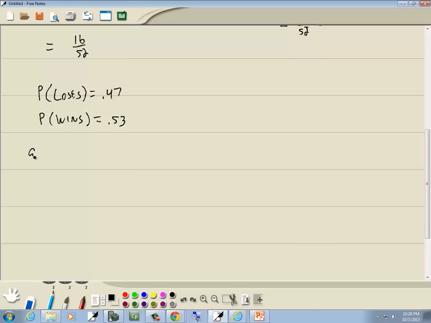So loses and loses. Well, and is multiplication. So we're taking 0.47 times 0.47, which gives us 0.47 squared.